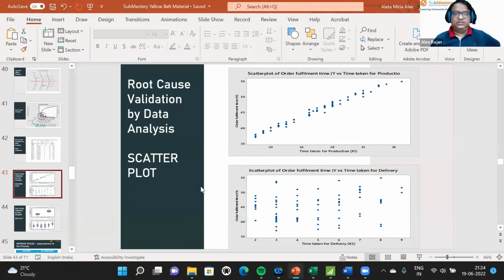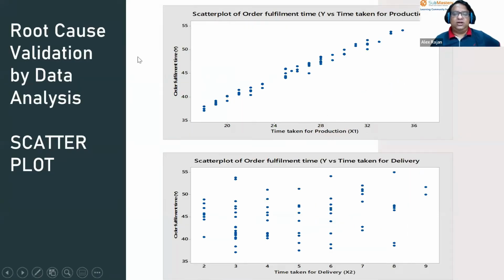So what you see here is a scatter plot showing the time taken for production versus the order fulfillment time. Both are continuous in nature. We see there is a linear relationship. You can see as the X increases, the Y is increasing. As the time taken for production increases, the order fulfillment time is increasing. So we can say a linear relationship is there, and this is a root cause.